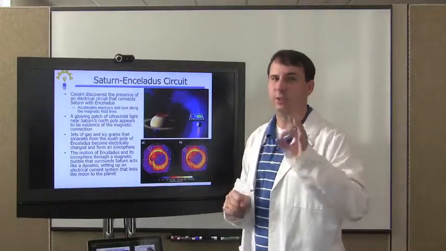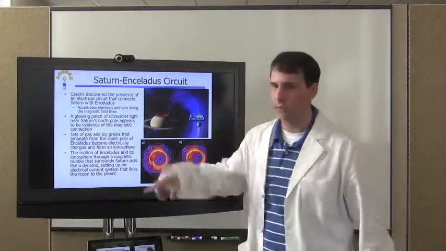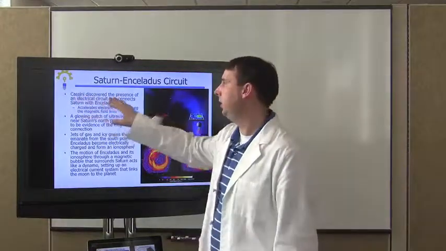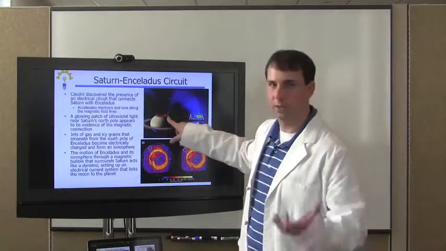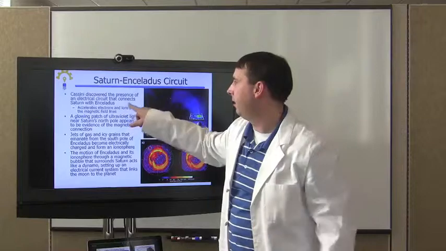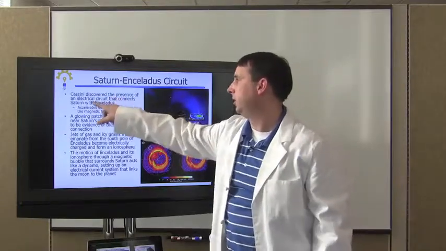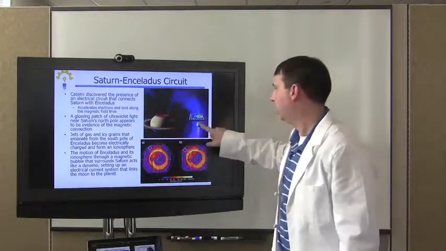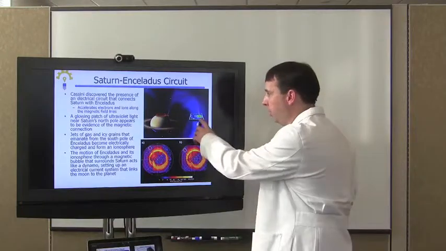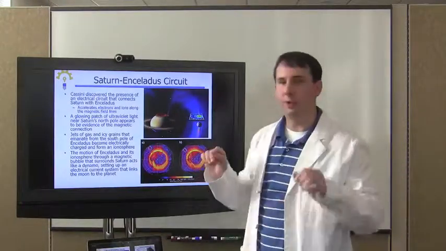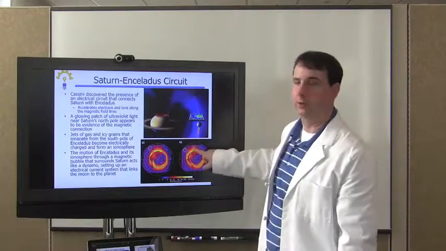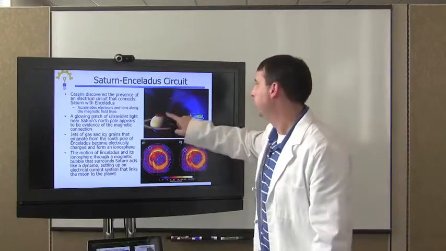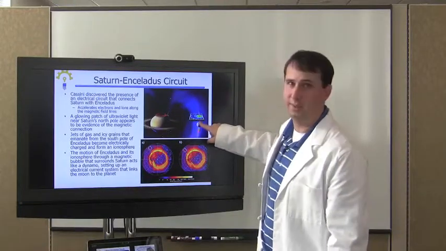That leads to the Saturn-Enceladus circuit. It's an electrical circuit that exists between them, not with wires, but with ions that are constantly moving along these magnetic field lines. When Cassini flew by Saturn along the North Pole area, they discovered a glowing patch of ultraviolet light near Saturn's North Pole, and a corresponding glowing ultraviolet patch near Enceladus. They determined that there's an electrical connection between the two, where ions and electrons are passed because of the magnetic field lines.